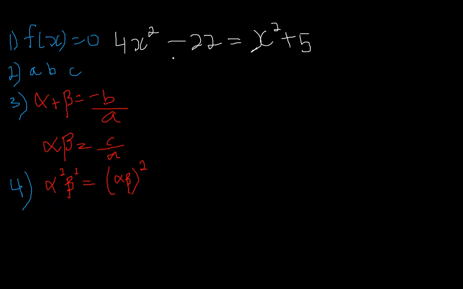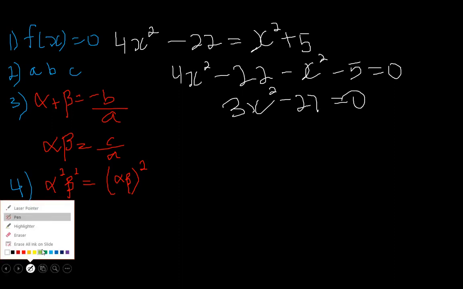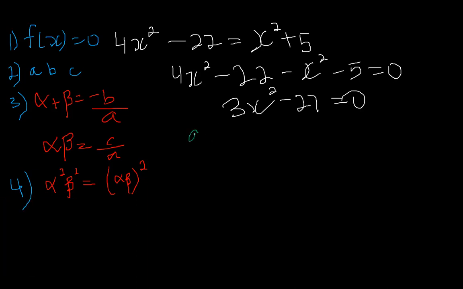Okay, first step, set this equal to 0. So can anybody tell me what I would write? 4x squared minus 20 minus x squared minus 5 is equal to 0. That gives me 3x squared minus 27. Can anybody tell me what's A, what's B, and what's C? A is 3, B is 0, and C is negative 27.